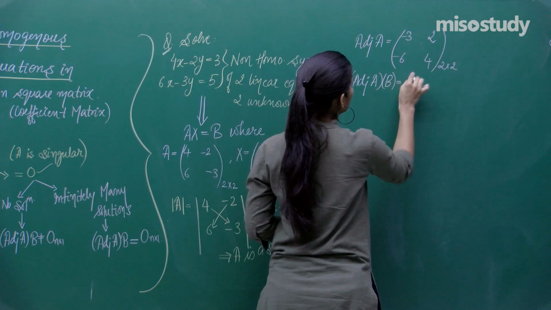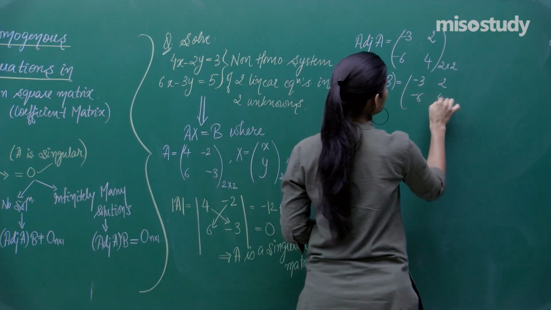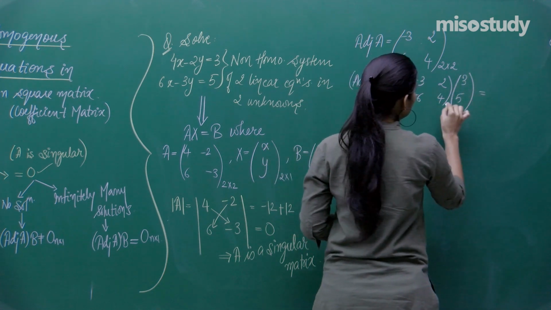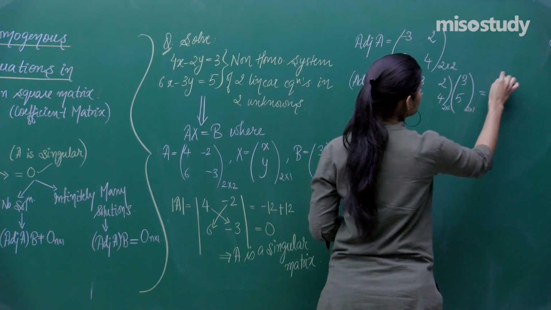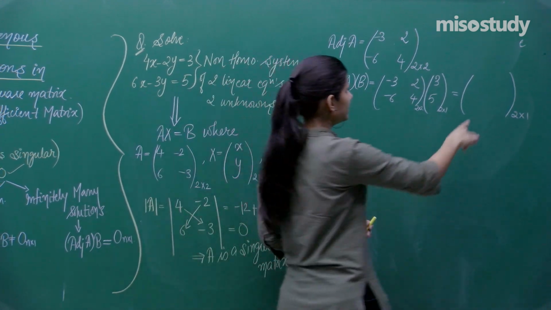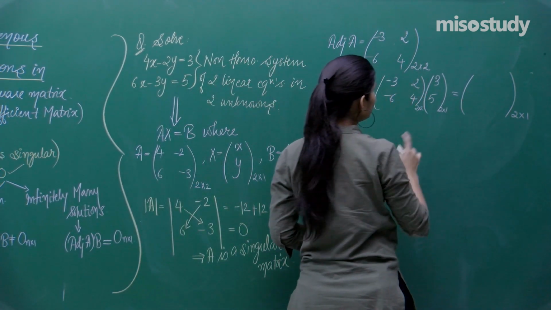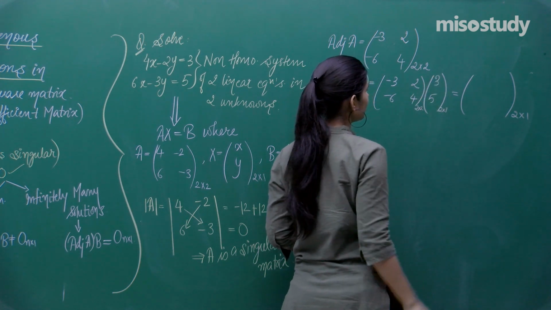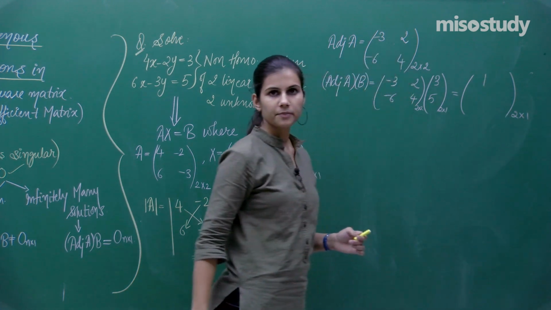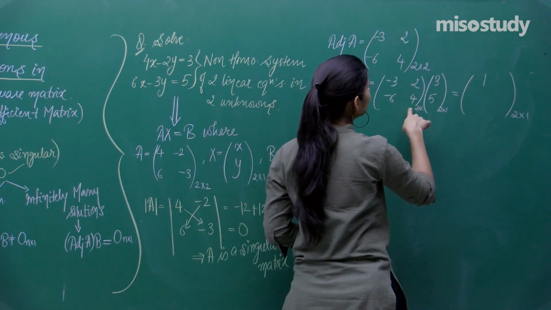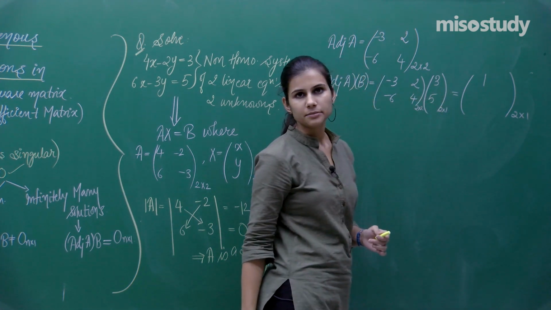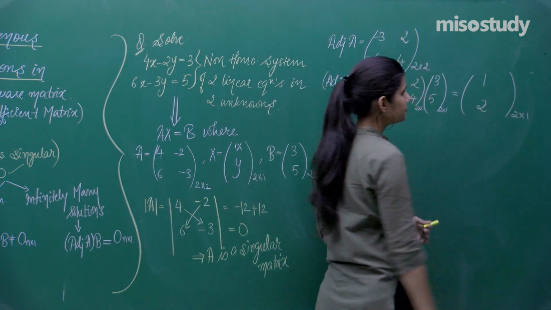When you compute adjoint of A into B, this is minus 3, 2, minus 6, 4, multiplied by matrix B, which is 3 and 5. You can see this is 2 cross 2 and this is 2 cross 1, so your answer is going to be 2 cross 1. The 1 1th entry is obtained by multiplying the first row with the column: minus 9 plus 10 gives you 1. The 2 1th entry is the second row times the column: minus 18 plus 20 gives you 2.